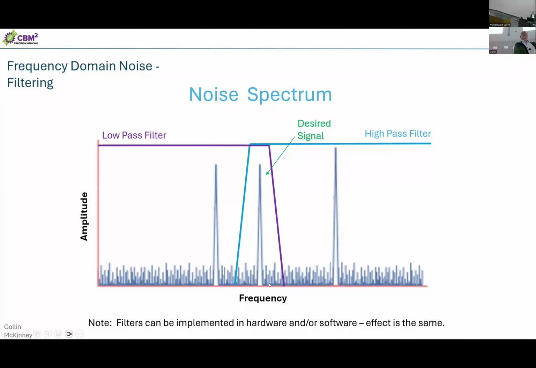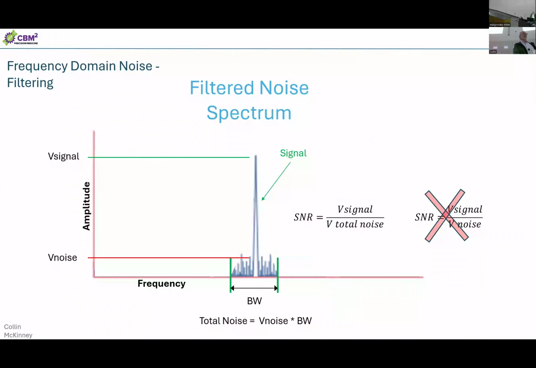And these filters can be applied either in hardware or in software. And the result is we get our desired signal, but we still get a little bit of that random noise. We're going to have to live with that. But we've effectively dropped out the really bad signals that we needed, and we've minimized the amount of incoherent noise down at the bottom.